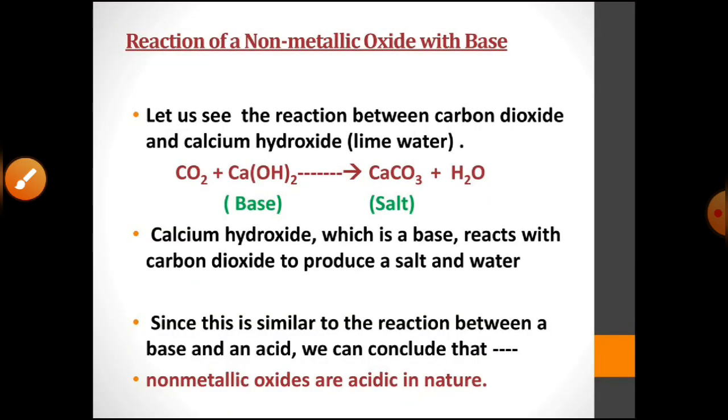Now reaction of non-metal oxides with base. Non-metal oxides means what? Oxides which are formed by non-metals. Non-metal examples are carbon, sulfur and nitrogen, etc. So when these non-metals react with oxygen, they give non-metal oxides like carbon dioxide, nitrogen dioxide, carbon monoxide, etc. So these all are non-metal oxides. These are generally acidic in nature, as we have seen.